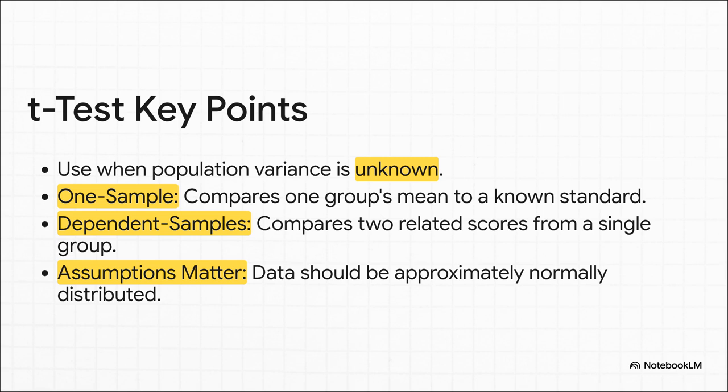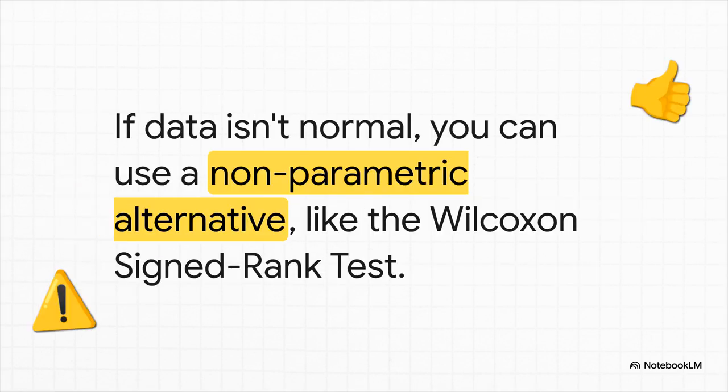And just remember, these tests are powerful, but they work best when their assumptions, like the data being roughly normal, are met. But what happens if your data isn't perfectly normal? Should you just panic? Absolutely not. One of the great things about statistics is there's usually a plan B. If the assumptions for the t-test are seriously violated, you can pivot to a really robust alternative, like the Wilcoxon signed rank test. It doesn't rely on those same assumptions.